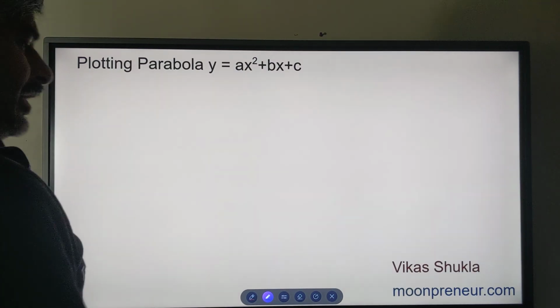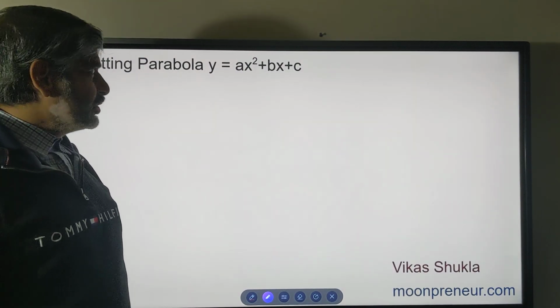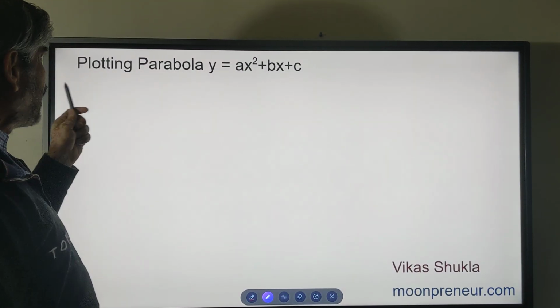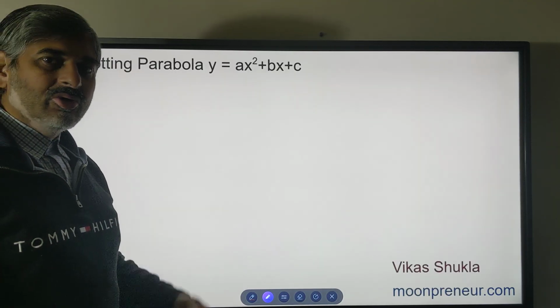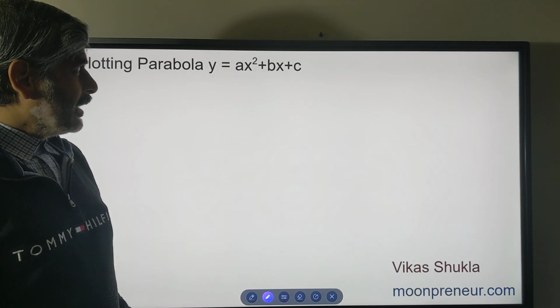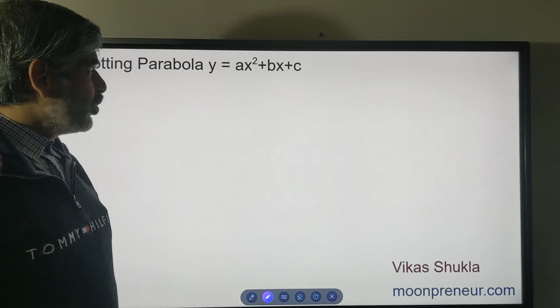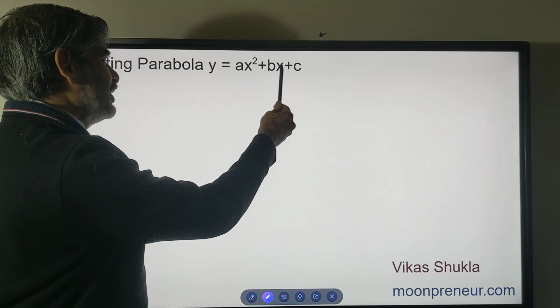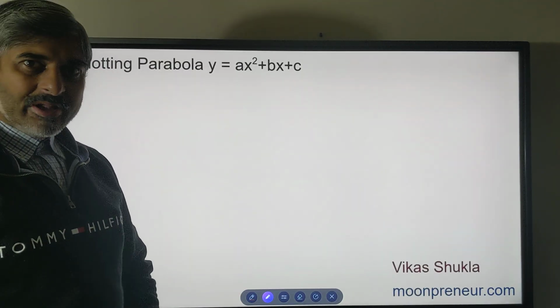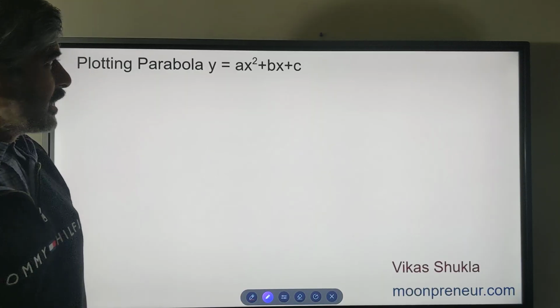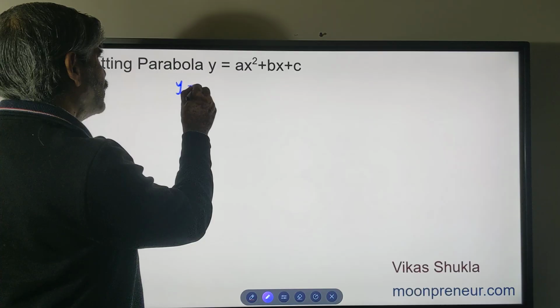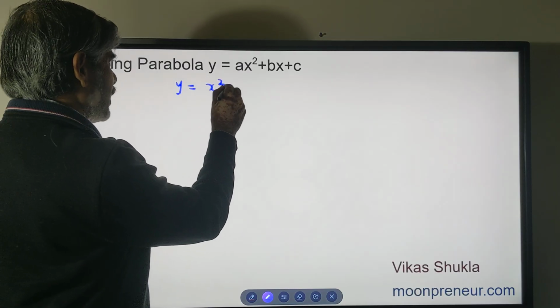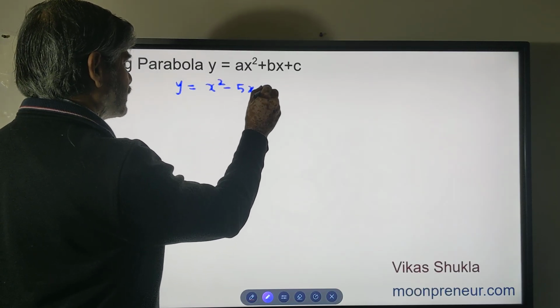In today's video, we are going to see how we can plot a parabola given by this equation on an xy plane. We will see what effects A, B, and C have on this parabola. So let's get started. We will use an example like y is equal to x square minus 5x plus 6.